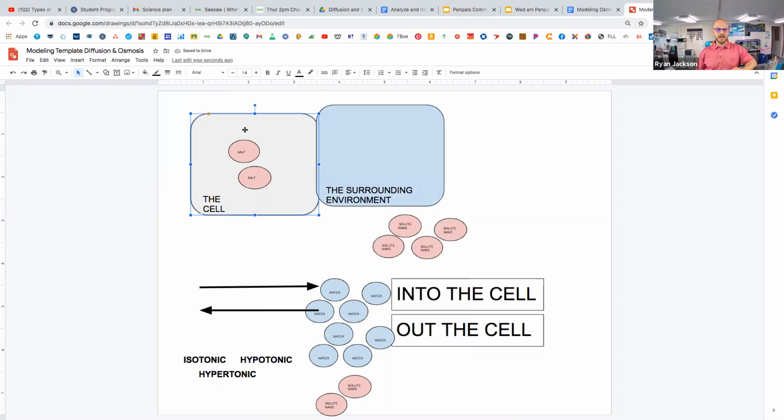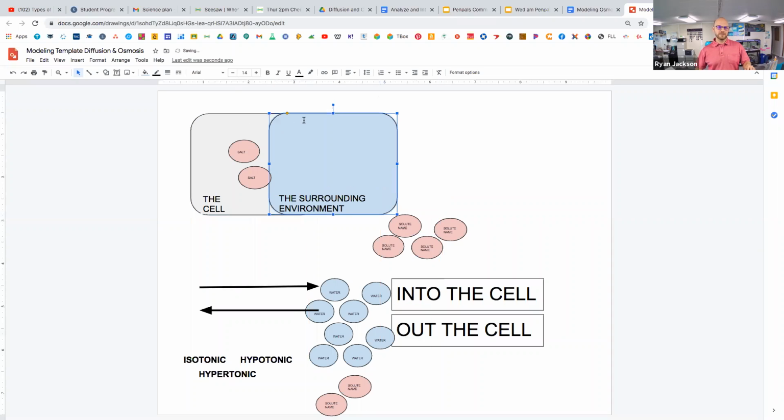Now, the cell is like your bag, right? Inside of the bag, the cell is in the water. So I need the water to actually be behind it, don't I? See how the water's going in front of it? So this is what you have to pay attention to right now.